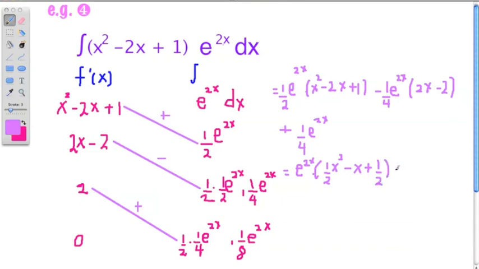We repeat here, continue. Again, we expand, but we keep e to the power of 2x at the front. So we multiply 1 over 4 with 2x minus 2, we will get 1 over 2 x minus 1 over 2. And then plus 1 over 4 e to the power of 2x.